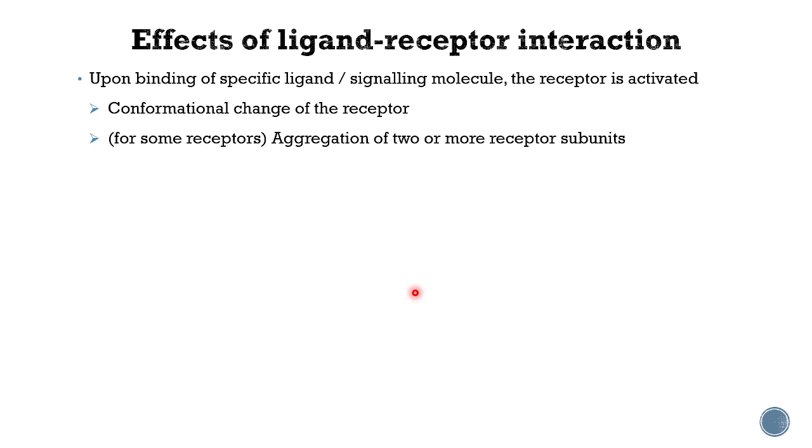Some receptors, right, are made up of more than one subunit. So the ligand binding also causes the subunits to come together, which will then have a conformation change and activate the receptor. Right, that's for some receptors, but all receptors would have a conformation change, with or without that aggregation of subunits, when the ligand binds, and that activates the receptor.